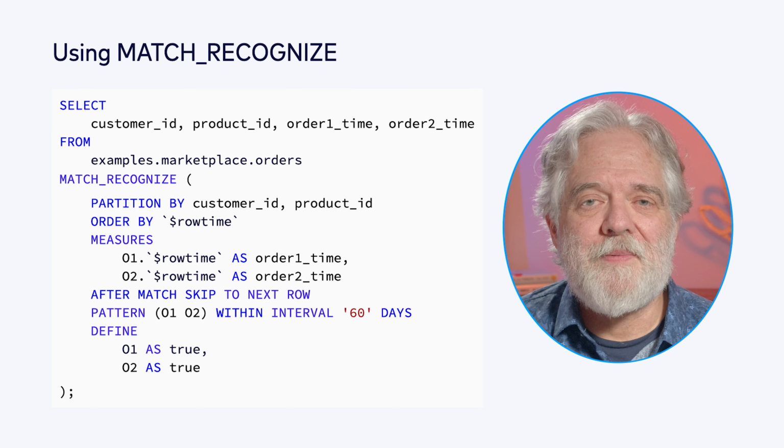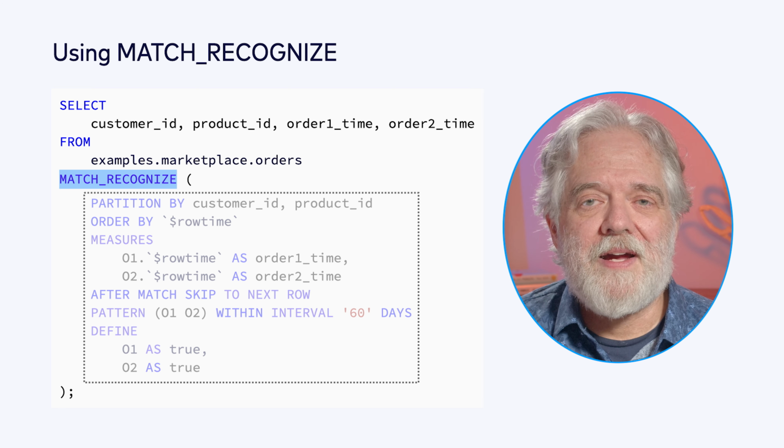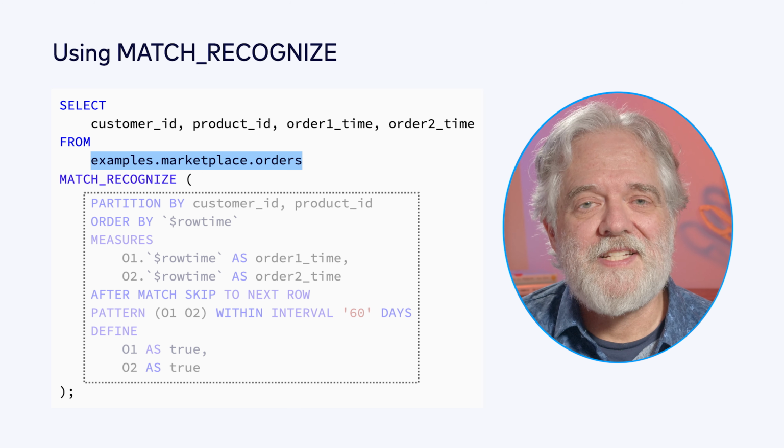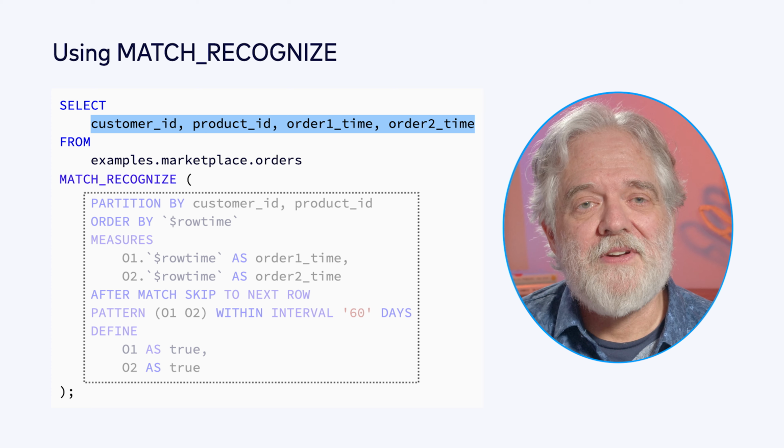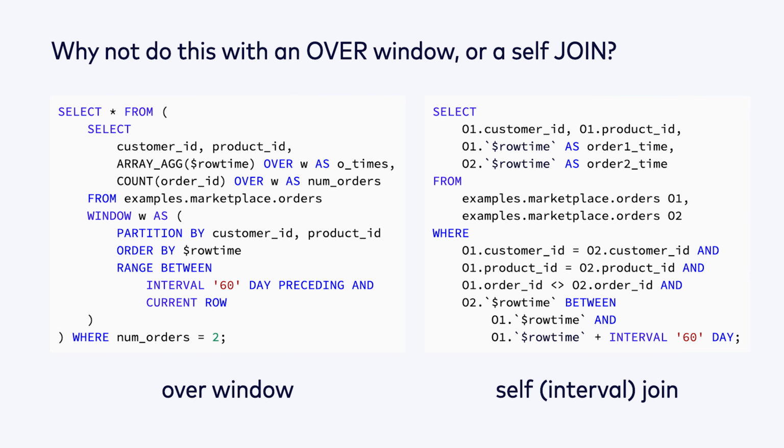We've now fully described both the input and output sides of this pattern, and here's what the complete solution looks like. The Match Recognize block in this query holds the pattern definition we've been developing. Match Recognize is being applied to the orders table, and we are selecting specific columns from the table produced by Match Recognize. Now I can hear some of you saying that this all feels a bit overblown, and you'd rather use an over window or a self-join instead. Okay, those are reasonable alternatives. So for comparison, here's what those solutions would look like.